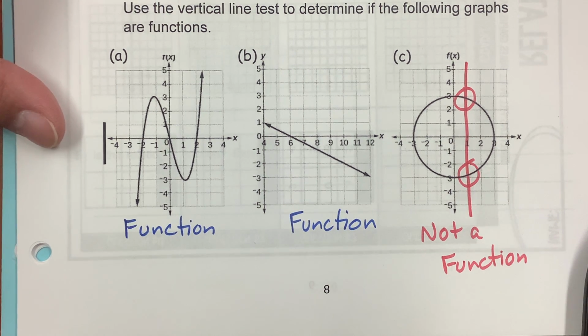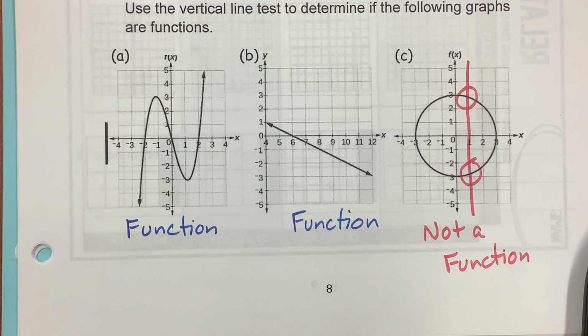Okay, well, good luck. The vertical line test is really very useful. But just remember, if the x value repeats, it's not a function. And if you're having problems with the vertical line test, you can always write out the coordinates. The vertical line test is a little easier, but the coordinates will tell you the same thing.